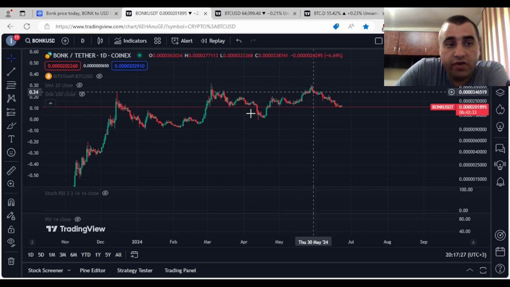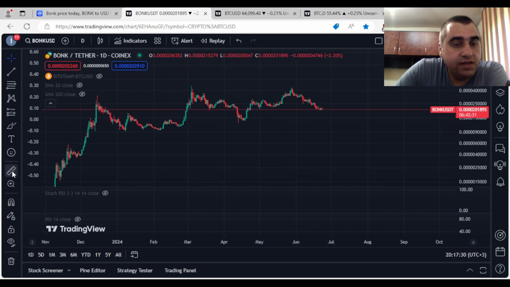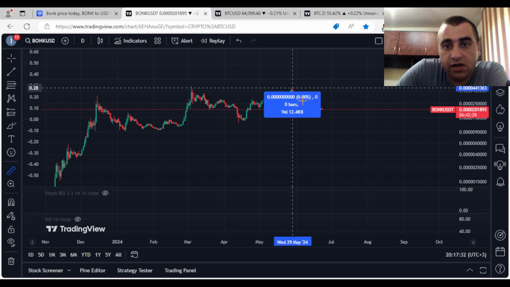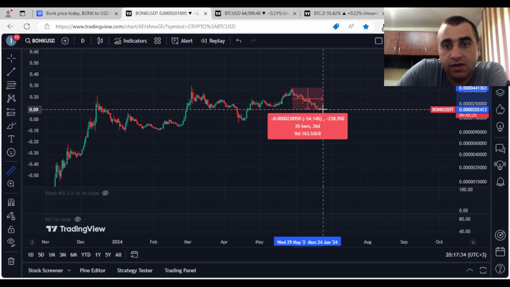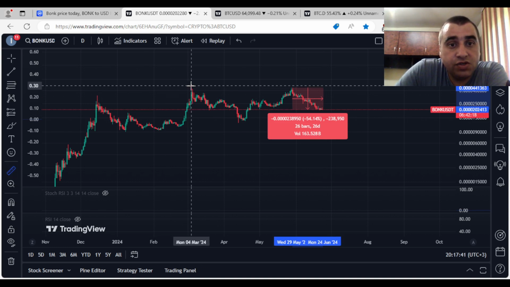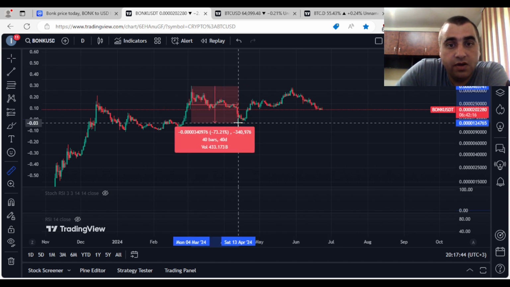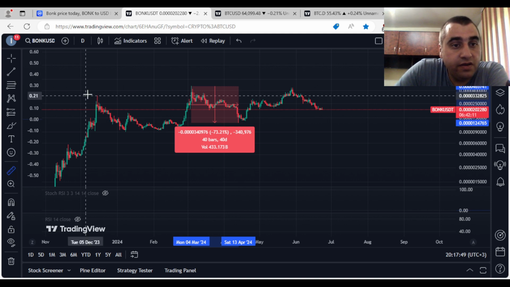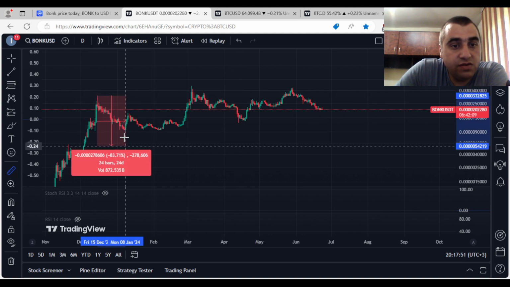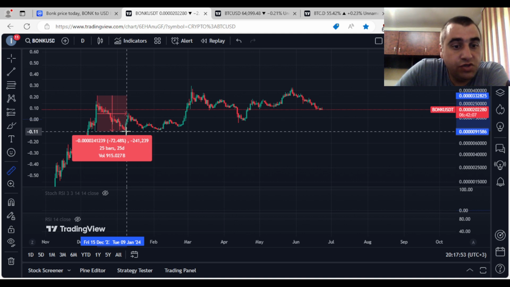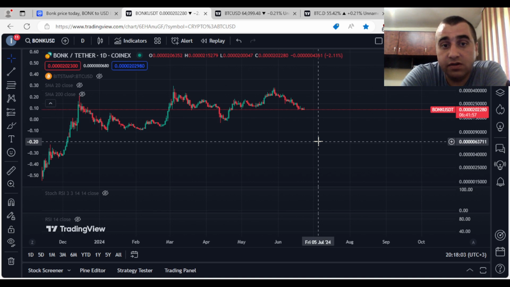And we are now in a correction. Let's measure from this top to the actual price, about minus 54% in 26 days. And if we take into consideration the previous corrections, the previous one was minus 73%, and the other one, from December till January this year, minus 72%. The big question on everybody's lips is whether this correction is over or not.